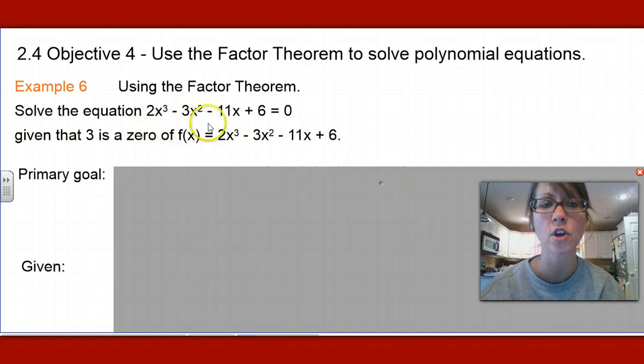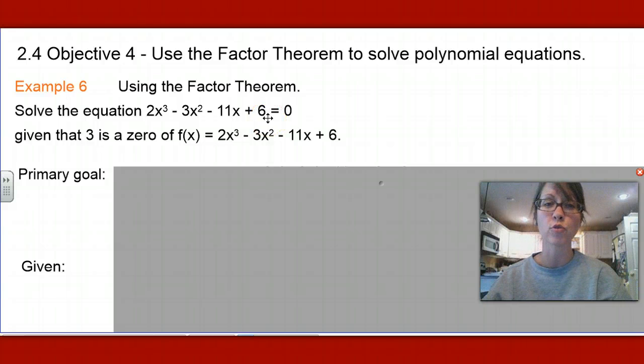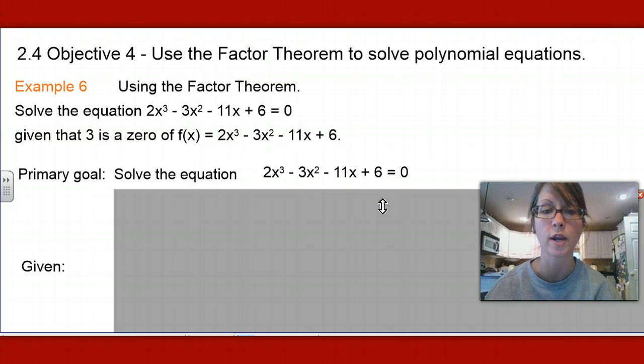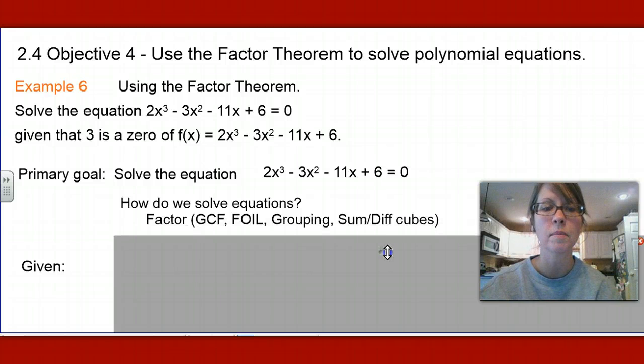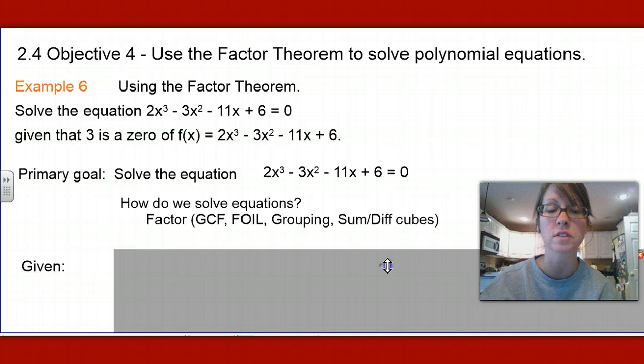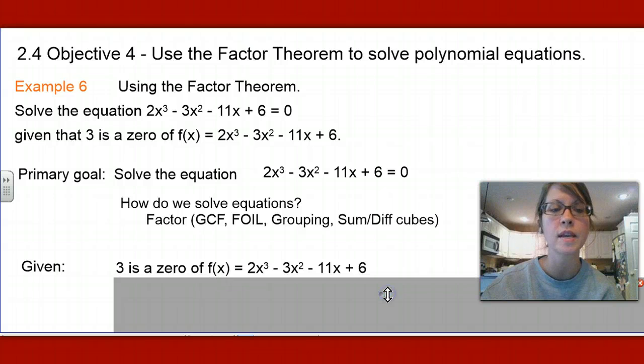If you tried to factor this on your own, factor by grouping would be really our only option, and even that one's not a good option for us for this problem. It doesn't work out. So our primary goal is to solve the equation. And I mentioned the GCF, the FOIL, the factor by grouping, sum and difference of cubes. That's how we normally solve equations. Unfortunately, those aren't good options for us right now. So we're going to use what was given, that 3 is a 0 of f of x.